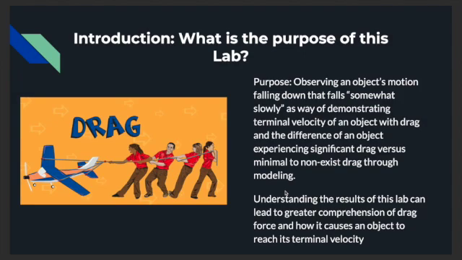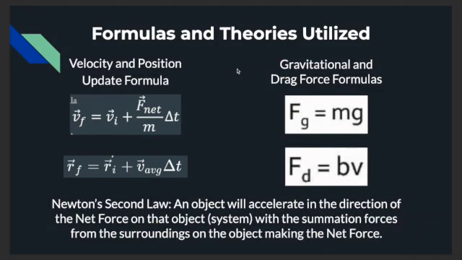Understanding these results can help us lead to a better comprehension of drag force and how the drag force plus the Fg can lead to such terminal velocities in objects such as a ball of paper. In order to further understand both the observed data and the model position data, we need to state both the formulas and theories that are utilized the most in this experiment.